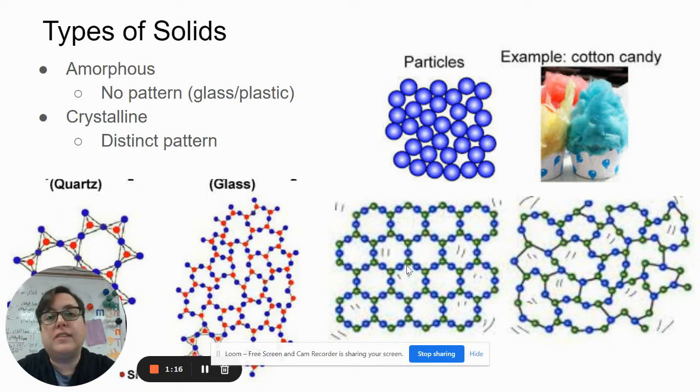Now, the only amorphous solids that you have to remember are glass and plastic. Sometimes they're referred to as supercooled liquids because that's kind of how we make them. We put them in the liquid form and then we cool them down super fast, and that kind of freezes them in these irregular patterns. Crystalline solids have that very distinct pattern, and there's different types of crystalline solids depending on what the pattern is made out of.